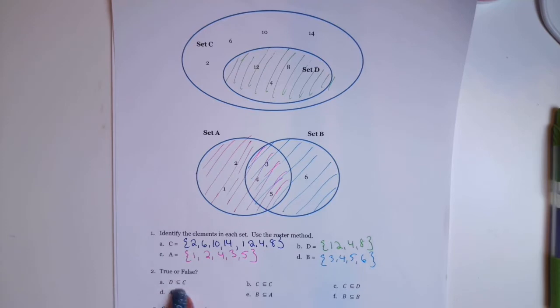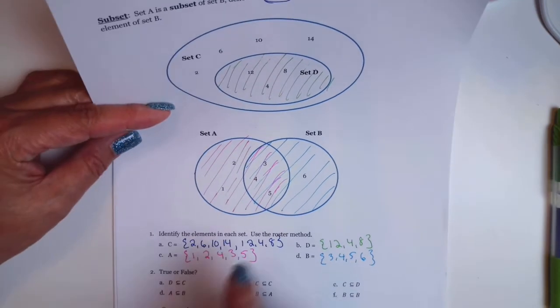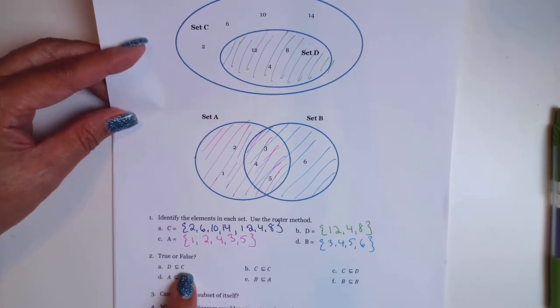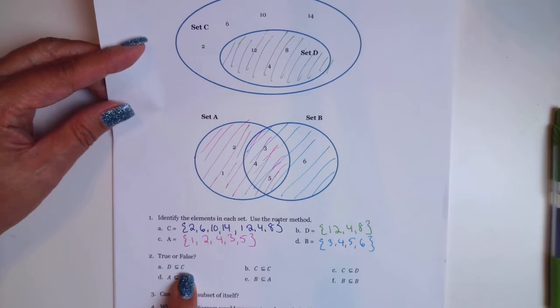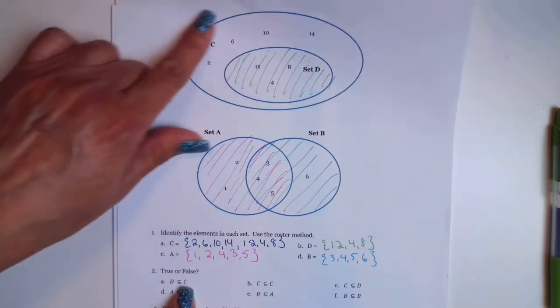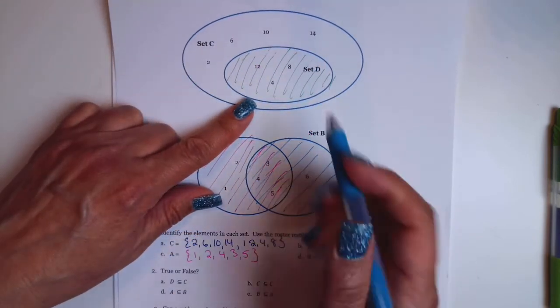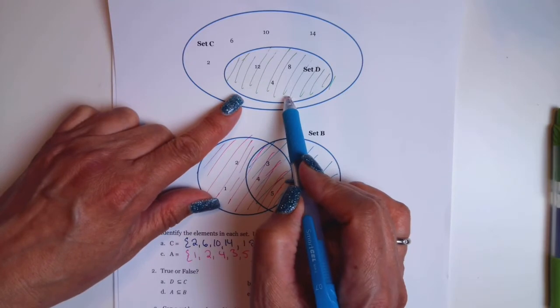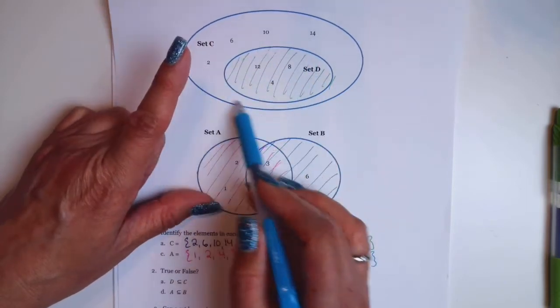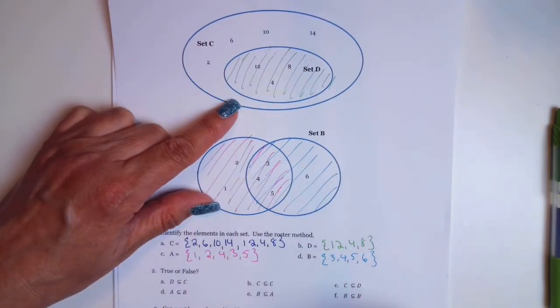So remember, this is a subset. So we're going to see if set D is a subset of set C. So in order for set D to be a subset of set C, every element in set D is also an element in set C. So if we look at this diagram here, we have set D here inside set C. So all of the elements in set D, 4, 8, and 12, are also inside set C. So this one is true.